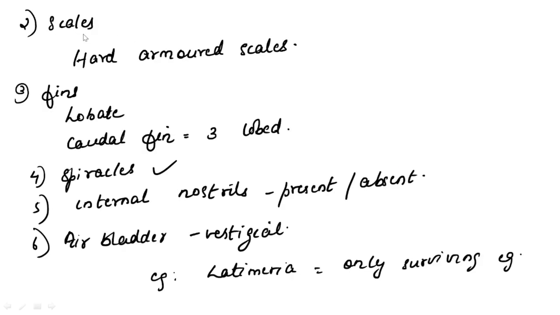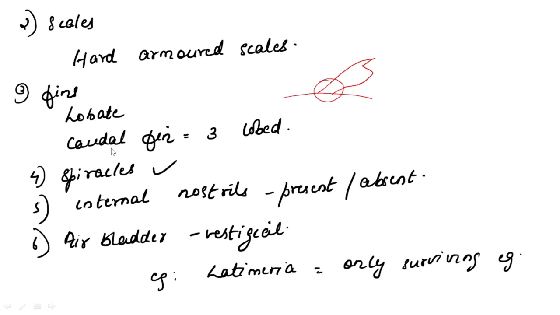Its features are scales. What about its scales? They are very hard, armored scales. And fins. Fins are lobate fins. Lobate means what? Suppose this is a fin. Fin means dorsal fin, pectoral fin, pelvic fin, all those are fins. And here what peculiarity? The point where the fin attaches with the body of the fish has an extension, a lobe-like portion, an elongated portion. That is a peculiarity. So that's why the fin is said to be lobate.